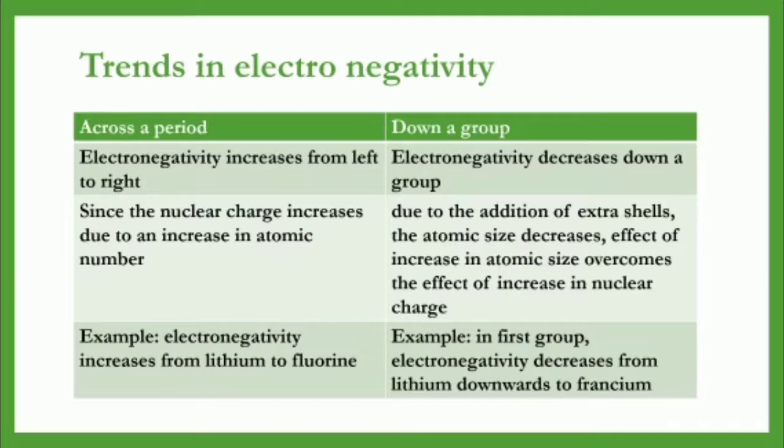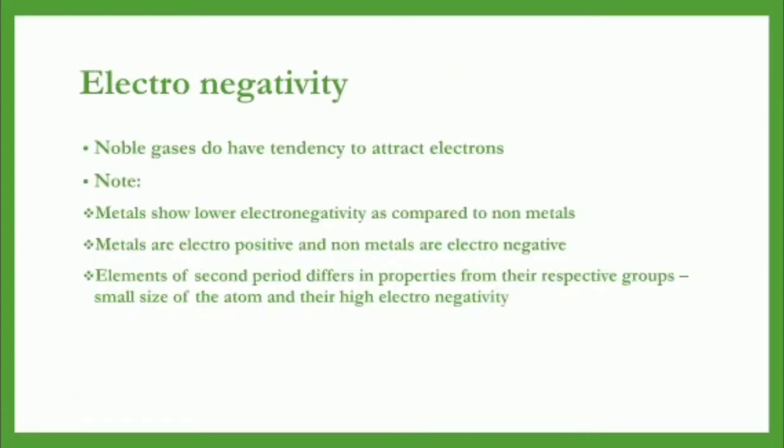So remember this, while going down the group, the atomic size increases. While going across the period, the nuclear charge increases. So the effect of increase in atomic size overcomes the effect of nuclear charge. Next one, noble gases do not have a tendency to attract electrons because they have a stable electronic configuration.